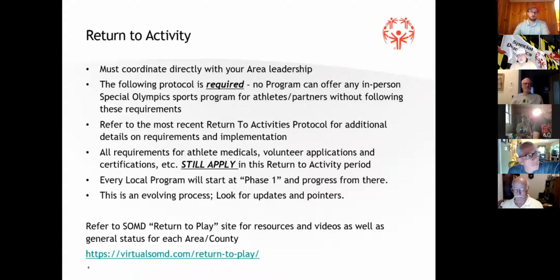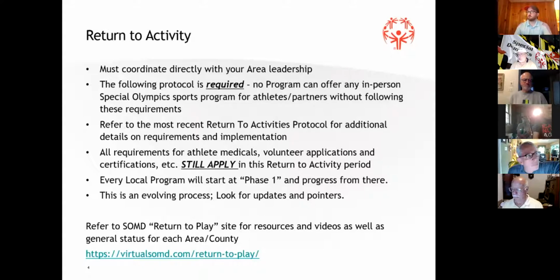With this also, it still is a requirement for all athletes to have medicals, all volunteers to have their volunteer applications and their other certifications as well. And then there's also a new requirement called a Communicable Disease Waiver that we'll touch on later, that everyone who does anything in person needs to follow.